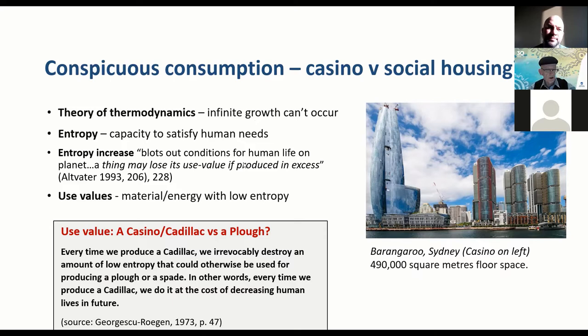A thing may lose its use value if produced in excess. So use values are about material and energy with low entropy. And Georgescu-Roegen wrote that every time we produce a Cadillac, or we could say a casino, we irrevocably destroy an amount of low entropy that could otherwise be used for producing a plow or a spade. In other words, every time we produce a Cadillac or casino, we do it at the cost of decreasing human lives in future. On the right, you can see the new Crown Casino in Sydney, in Barangaroo. The whole so-called development is 490,000 square metres of floor space, can you believe? And so it raises a question about where we should be putting our priorities: a casino such as that, or social housing?